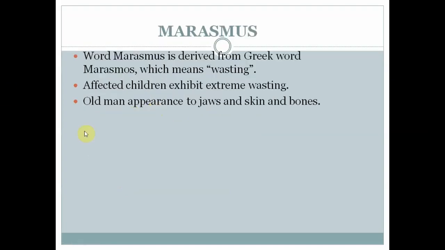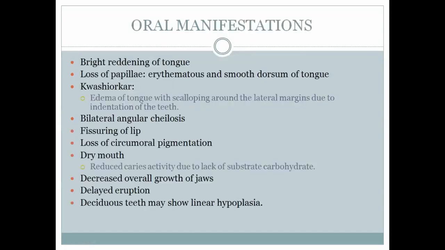Marasmus is known as wasting. It is a Greek word, marasmos, and it affects children exhibiting extreme wasting, an old man appearance, with jaws and skin and bones. So this type of appearance will be seen in children. Now the oral manifestations of protein deficiency: there will be bright reddening of the tongue, loss of papillae and edema of the tongue, bilateral cheilosis, fissuring of the lip, loss of oral pigmentation and dry mouth.